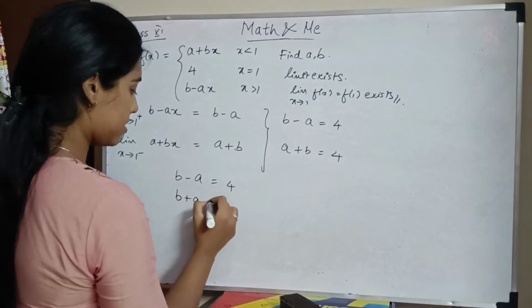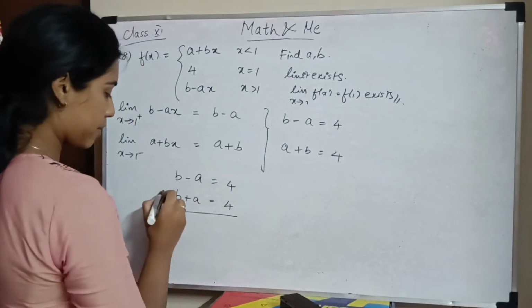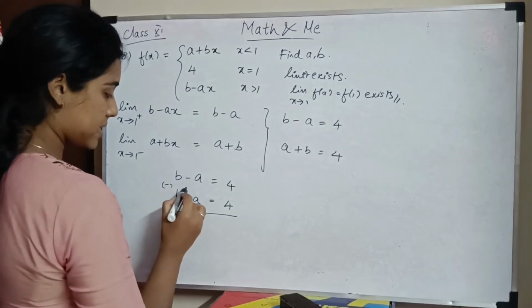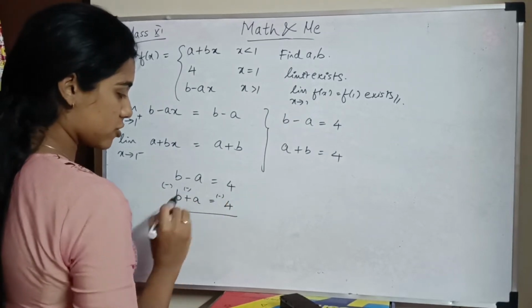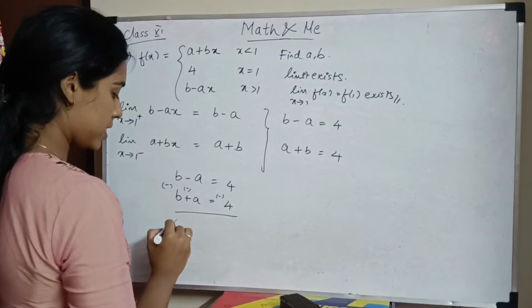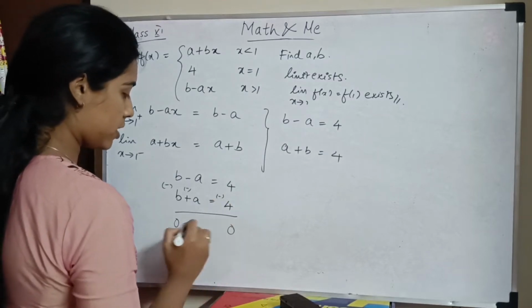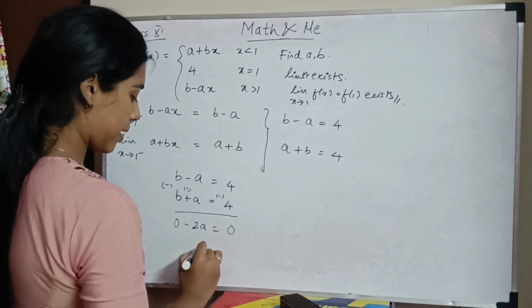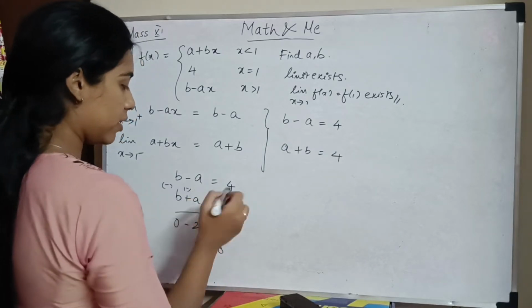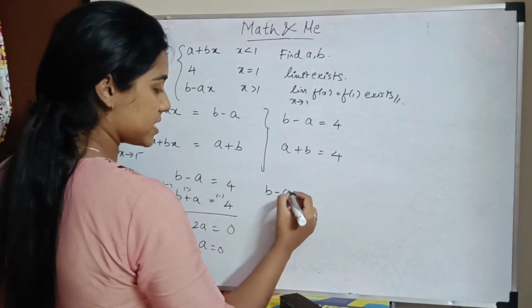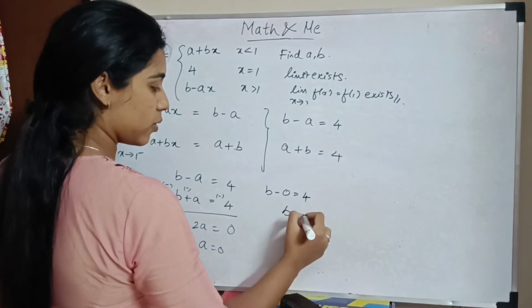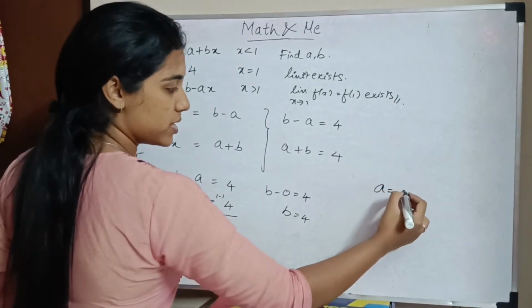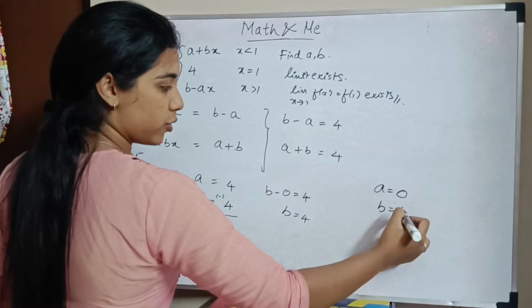b plus a is equal to 4. Subtract panna enna agum? Plus irukku, this becomes minus, this also becomes minus. So b minus b is 0, 4 minus 4 is 0, minus a is minus 2a. So what will happen? a is equal to 0. ஏதாவது equation la substitute பண்ணலாம். b minus 0 is equal to 4, so b is equal to 4. So a value is 0, b value is 4. Okay?